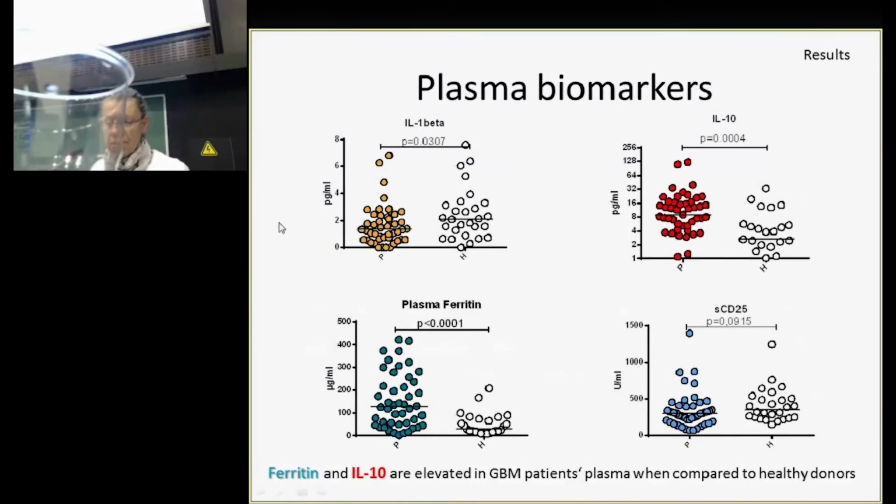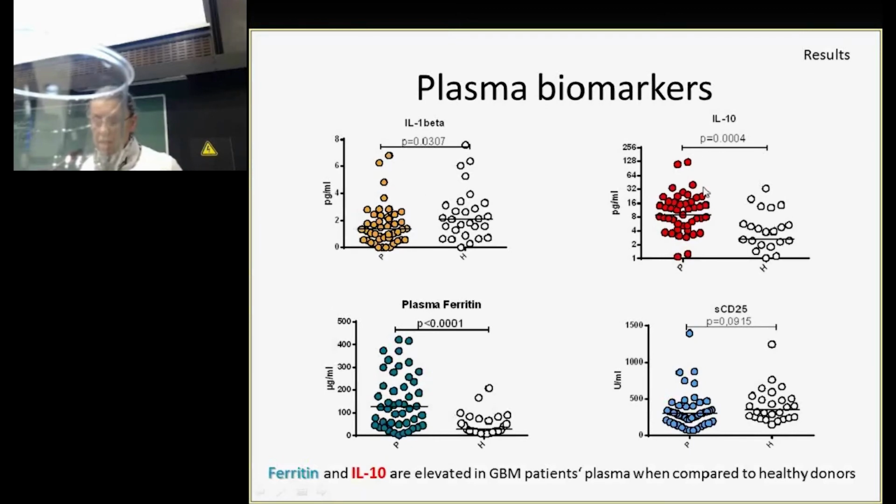Now, when you look into biomarkers which have got something to do with inflammation, like IL-1 beta, or anti-inflammation, like IL-10, you see that the median of the patient group is lower as compared to the healthy ones, but this is not even borderline significant, although there are some exceptions in both groups.